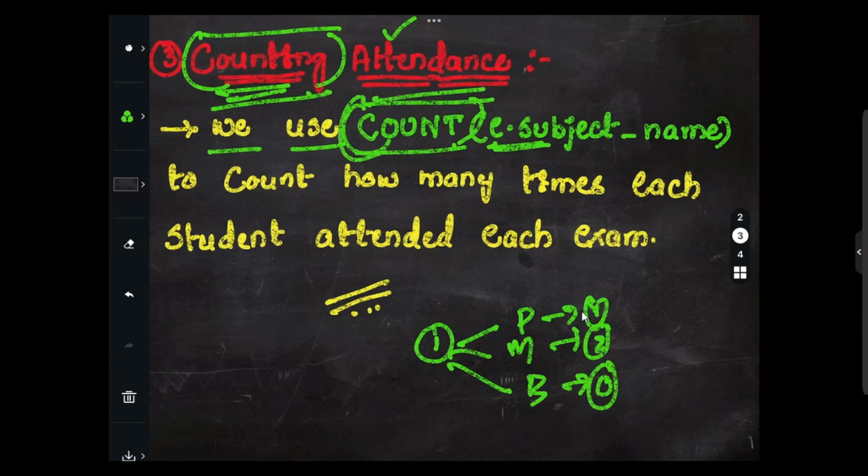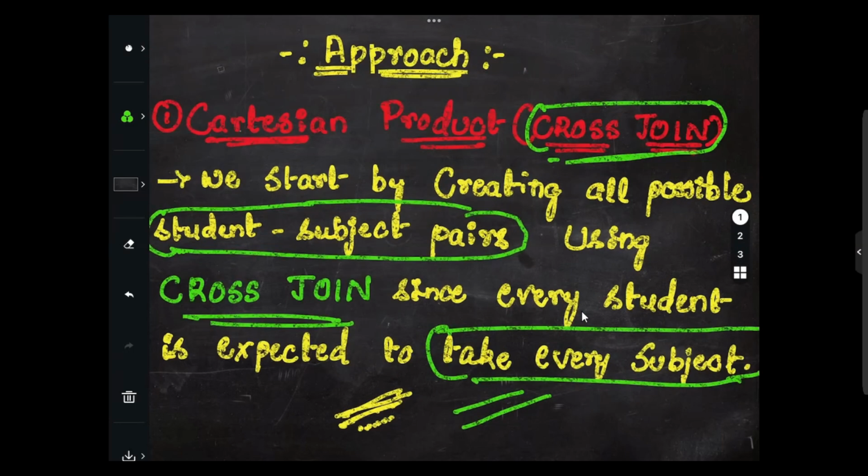So that is the reason we have to count. We have to count how many times each student has attended each exam, right? So for that we'll be counting the attendance here. We will be making use of count of e.subject_name to count how many times each student has attended each exam, right? So that's what we'll be doing here. These are the three steps that we need to keep in mind. I hope the approach is completely clear.